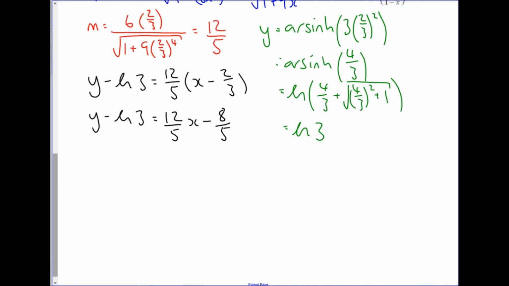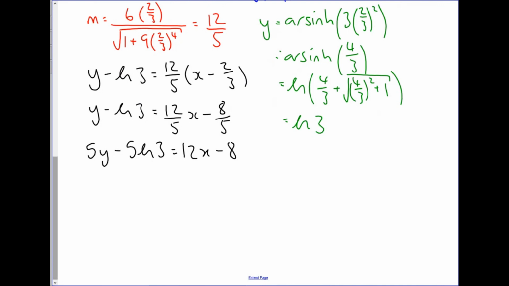Times by the 5. 5y minus 5 times the ln term is 12x minus 8. And then collect everything up on one side. I'm going to take everything to the right hand side, so I've got positive x. So 12x minus 5y minus 8.